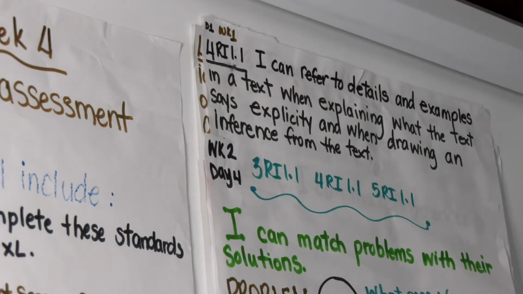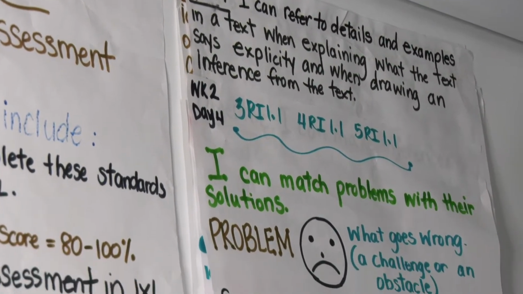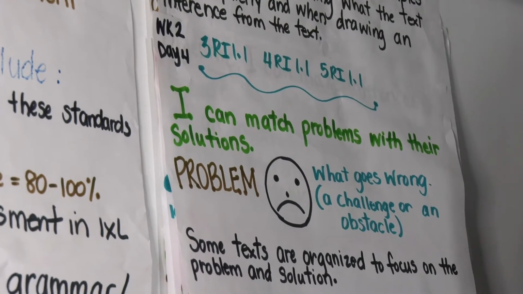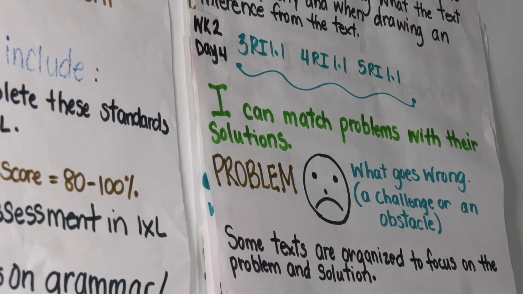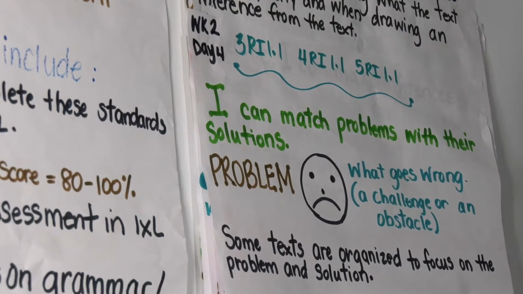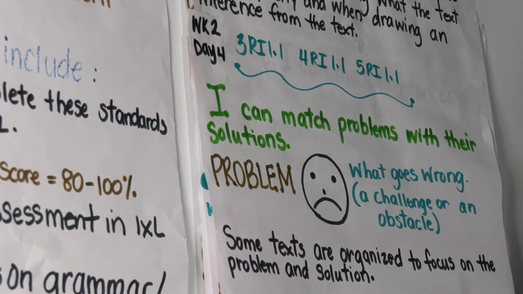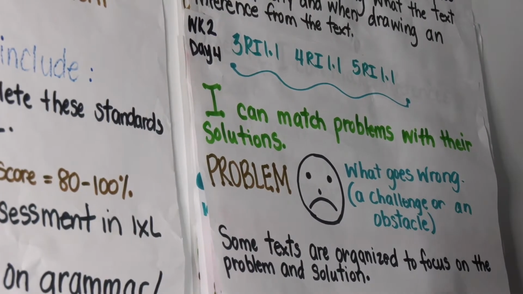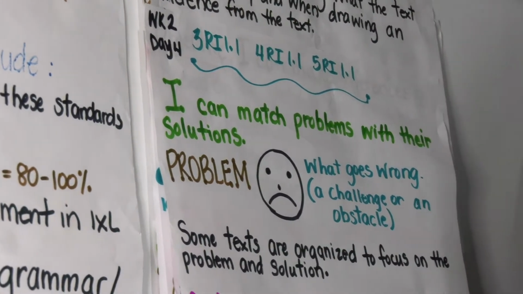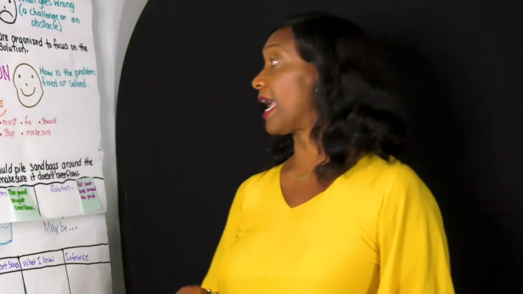I can match problems with their solution. Boys and girls, what I want you to take away from this lesson is to be able to identify the problem in an article, and to be able to understand the solution. How was that problem solved? We have two important words in this lesson, problem and solution. I want you to walk away being able to identify the problem and pay attention to the solution.